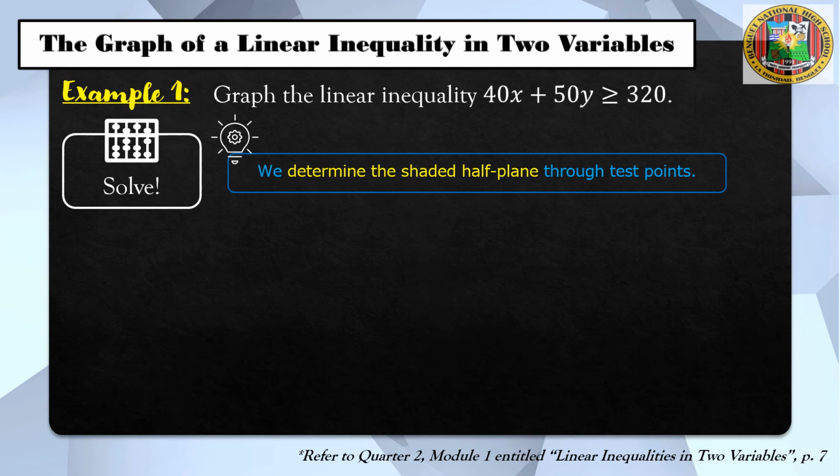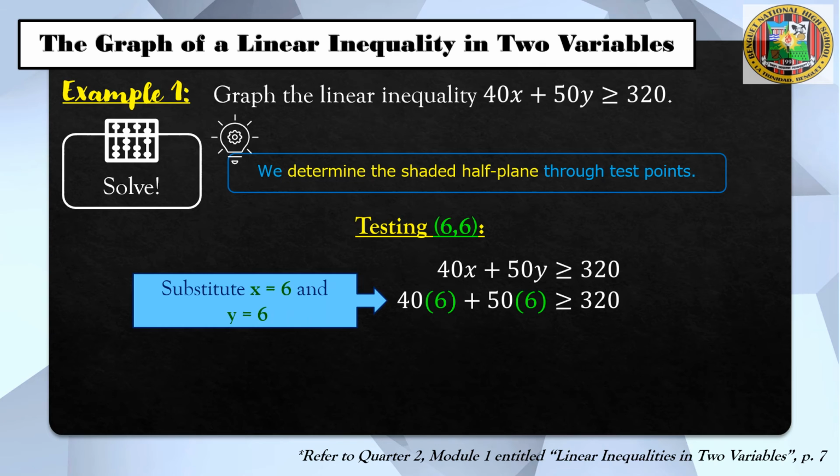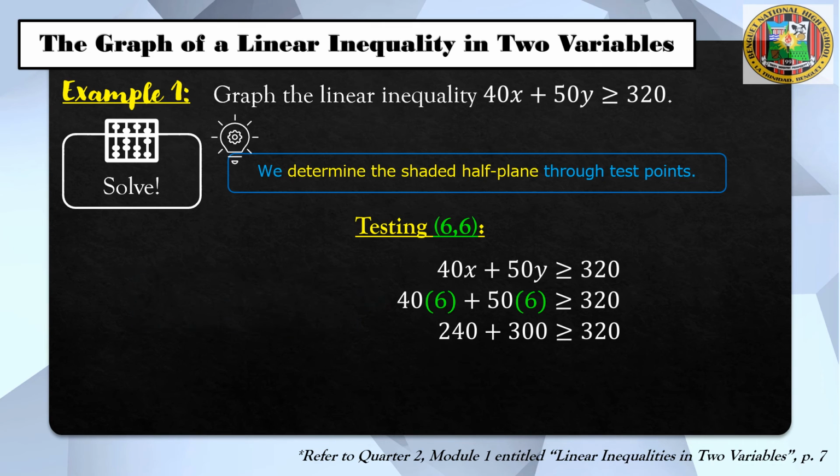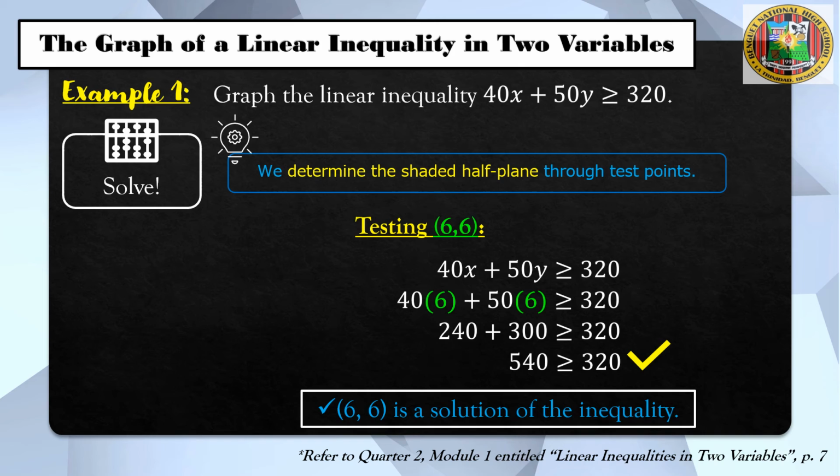Let us test (6, 6). We begin with the inequality, after which we substitute the values of x and y on the inequality. 40 times 6 is 240, while 50 times 6 is 300. Adding those products together gives the statement 540 ≥ 320, which is a true statement. Therefore, we say that (6, 6) is a solution of the inequality.